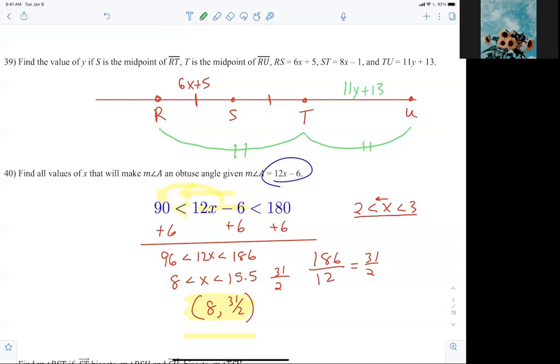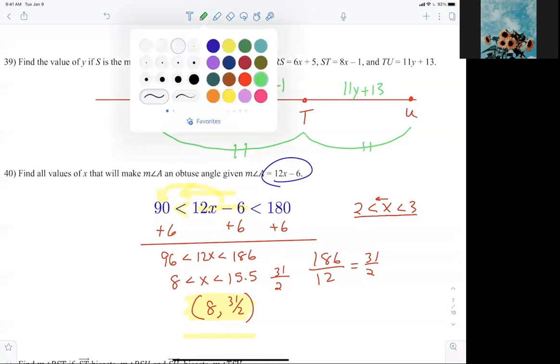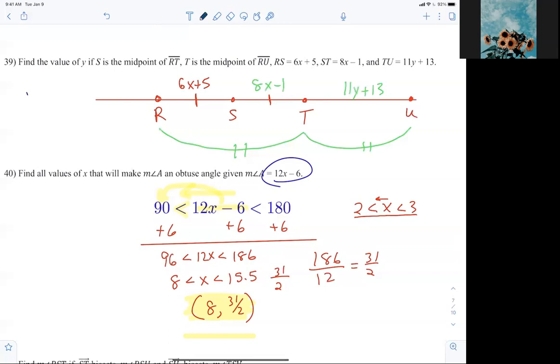So can someone tell me, it says ST is 8x minus 1, right? So that's pretty easy to solve for x, right? Can everybody do that and just tell me? Come on, guys. Everybody should be able to tell me the mental math on that. x equals 3, right? Any questions with x equals 3? Everybody happy with that?